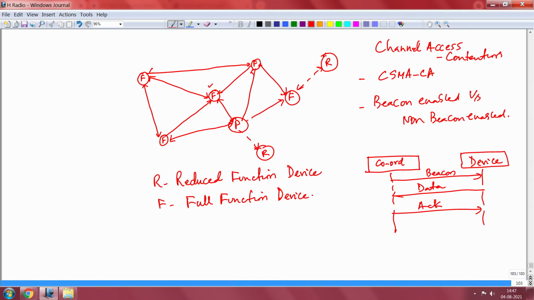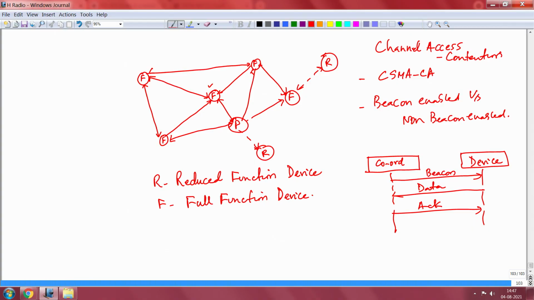So, go back to that XB, that little PCB I showed you on which there is a chip. Find out whether you can actually configure it like an F device or as an R device. Try to connect what you get in the market to what the protocol is saying. Only then you will be able to effectively use whatever is there in the market, because these kind of topologies are important.